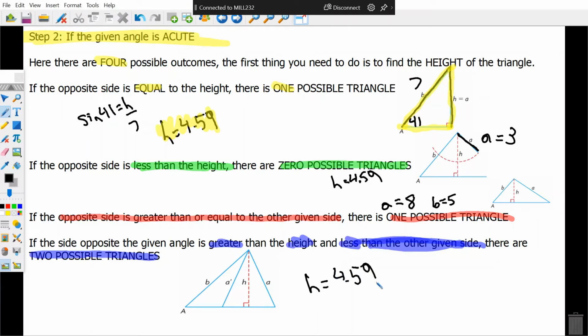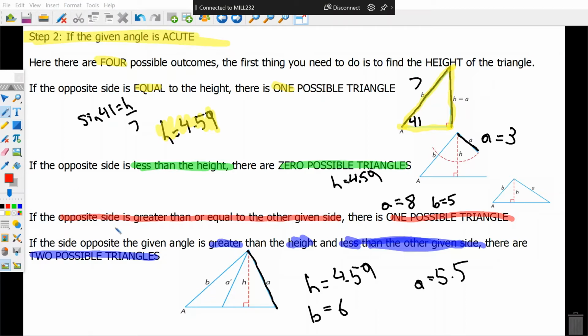Let's say B was 6 and A was 5.5. In this case, there are 2 possible triangles because A could go here, right? It's longer than the height, so it can make one triangle that way, but it's also possible that A could make a second triangle this way instead.